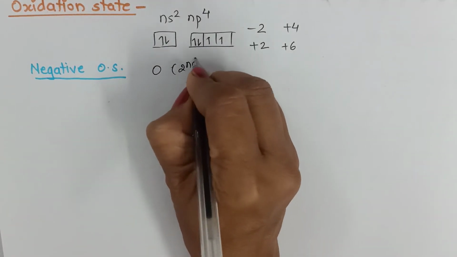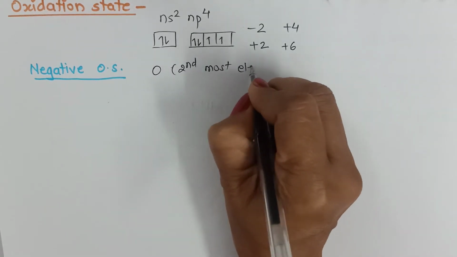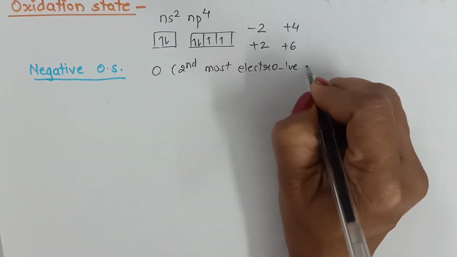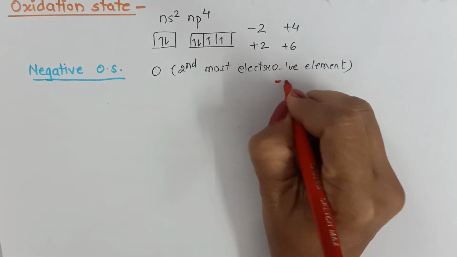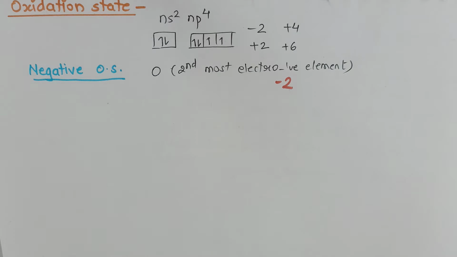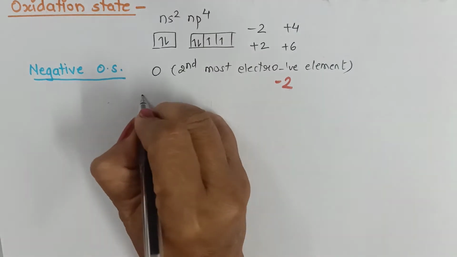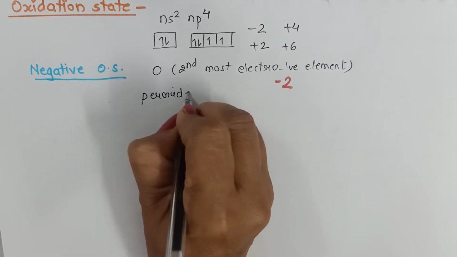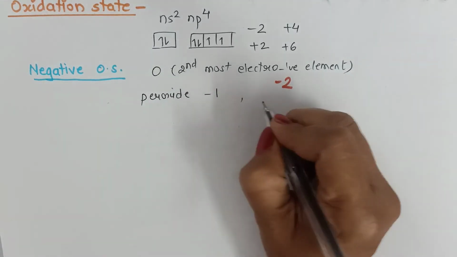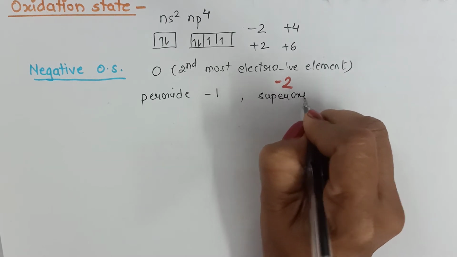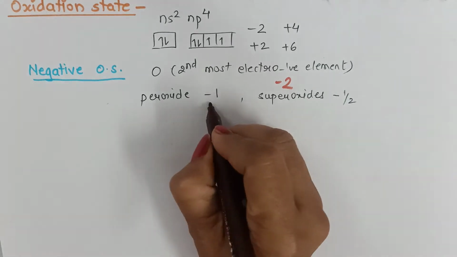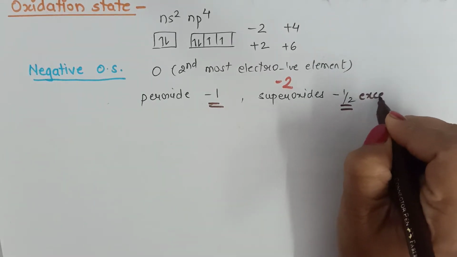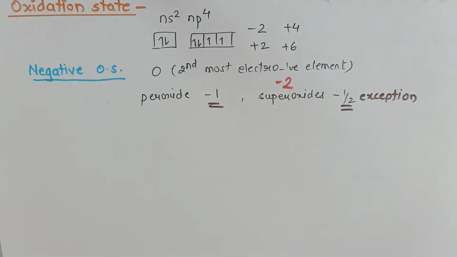Oxygen, as we know, is the second most electronegative element, and therefore it will always show -2 oxidation state. This is the most common oxidation state of oxygen, but there are certain exceptions also. For example, in case of peroxide, it will show -1 oxidation state, and in case of superoxides, oxygen will show -1/2 oxidation state. So these two cases are exceptions. One more exception we'll be discussing during positive oxidation state.